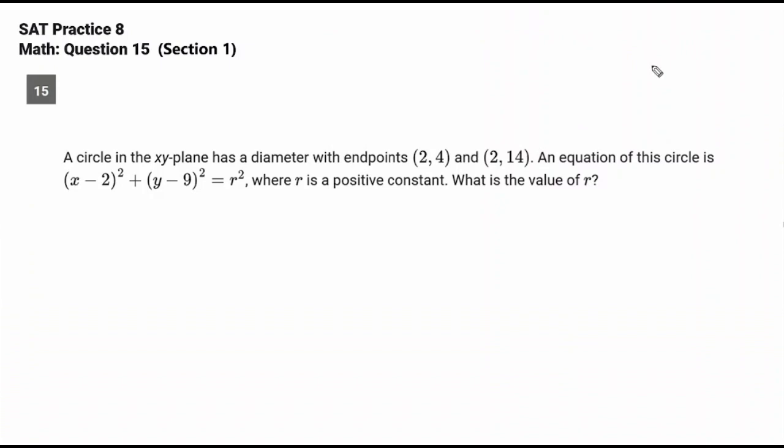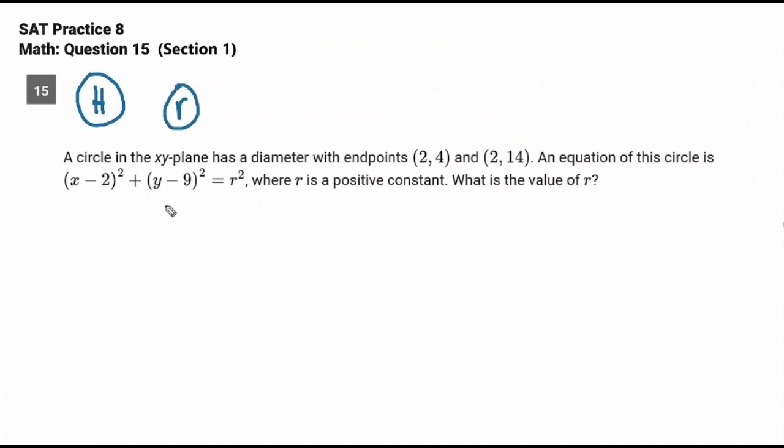We're on SAT Practice Test 8, Math Section 1, Question 15. What's the level of difficulty here? Hard. Guys, this problem is proof that Evil Testing Service hates you. A circle in the XY plane has a diameter with endpoints (2, 4) and (2, 14). An equation of this circle is this giant mess where r is a positive constant. What's the value of r?